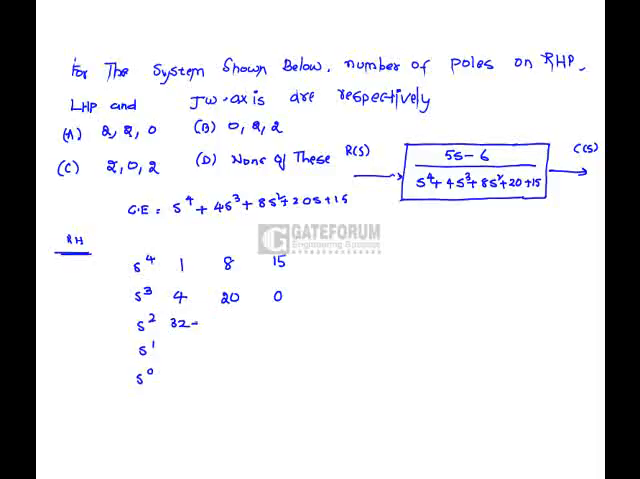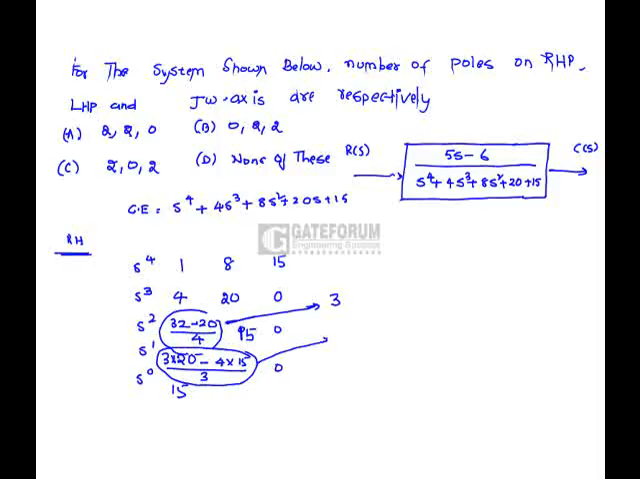That is (32 minus 20) divided by 4, 0, 0. This is 20. Here this is 15. This value is equal to 3. So (3 into 20 minus 4 into 15) divided by 3, 0. This is 15. So the value of this particular element is 0.